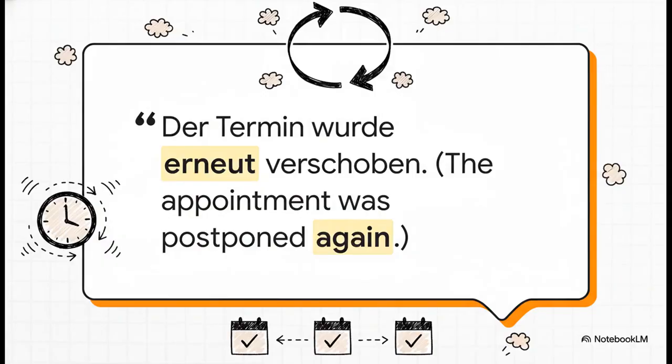Let's look at this example. Der Termin wurde erneut verschoben. The appointment was postponed again. So what happened here? Well, the action of postponing, that's what was repeated. The appointment itself didn't change. It's just that the act of pushing it back happened one more time. That's the key to erneut.